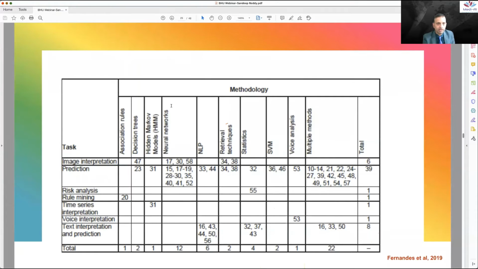Now, when we look at where AI-driven clinical decision support systems are being used, they're obviously used to analyze images. We already looked at that in our previous slides. They're also being used to predict the onset of certain medical conditions, to analyze the risk of emergence of a certain condition, and for voice interpretation and text interpretation in the form of natural language processing.